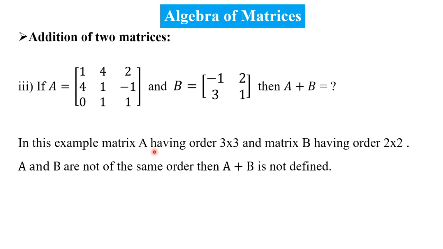In this example, matrix A has order 3 by 3 and matrix B has order 2 by 2. That means order 3 and order 2. So A and B are not of the same order, then A plus B is not defined.